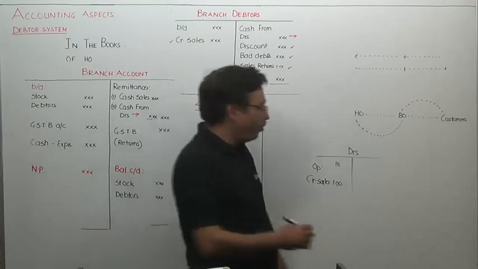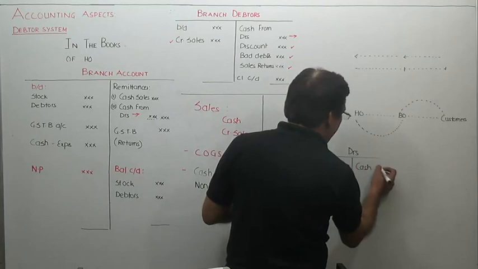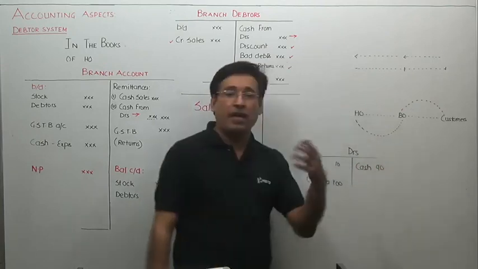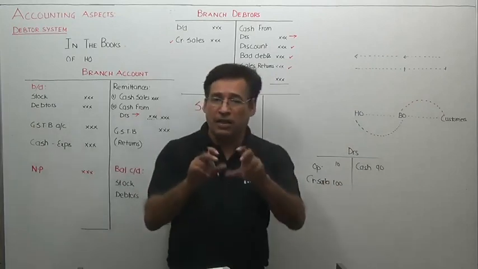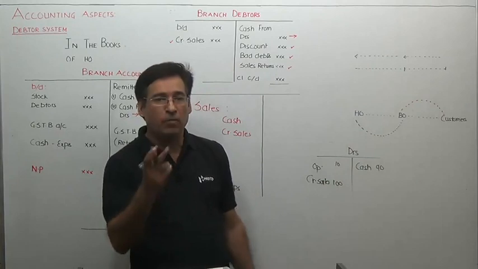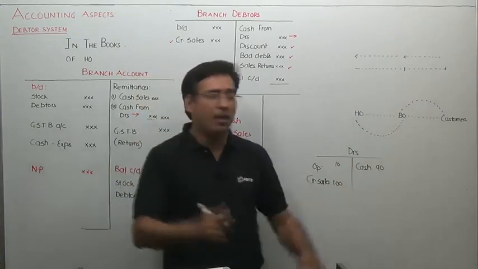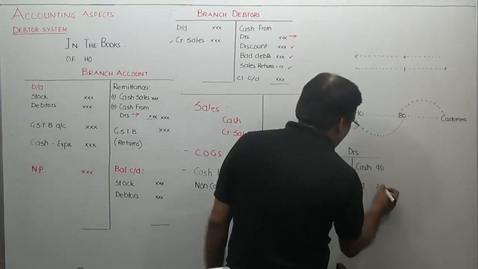So if you agree with me, I further presume that out of 110 lakh, branch debtors repaid 90 lakhs to us. Now, if total debtors are 110 lakh and 90 has been received, what's the closing balance? Please let me know within a flick of a second. 20, absolutely. So 20 lakh is the closing balance.